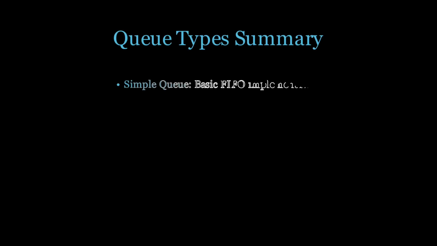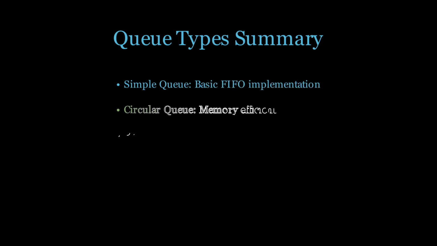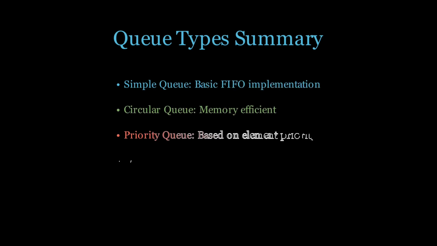So let's summarize. The simple queue is a classic FIFO implementation, perfect for ordered processing. Circular queues are memory efficient and ideal for fixed size cyclic operations. Priority queues serve elements based on their importance rather than arrival time. And the double-ended queue offers flexibility for complex algorithmic problems.